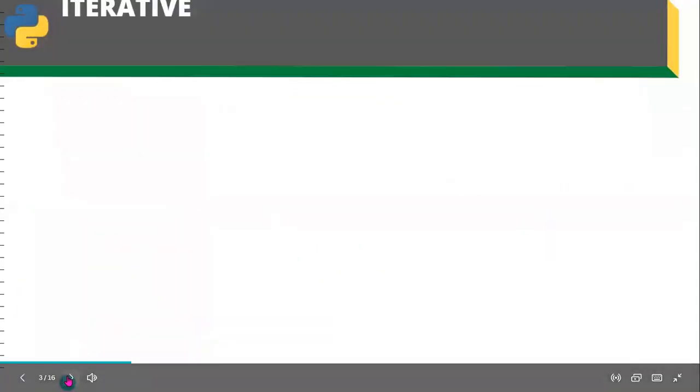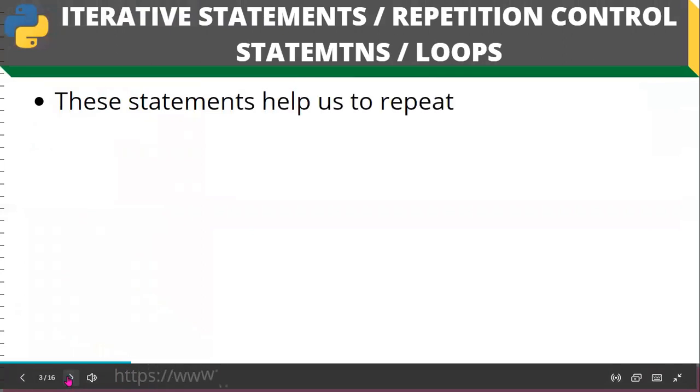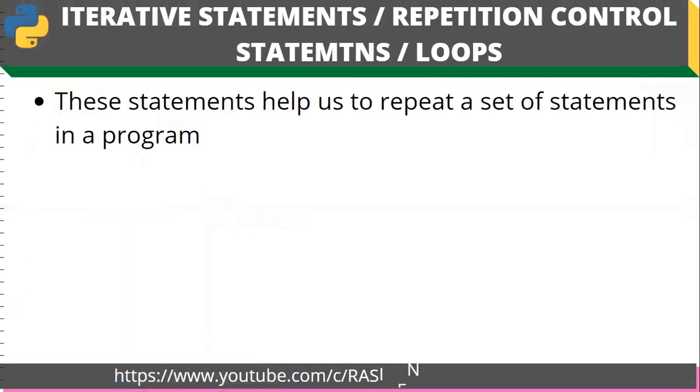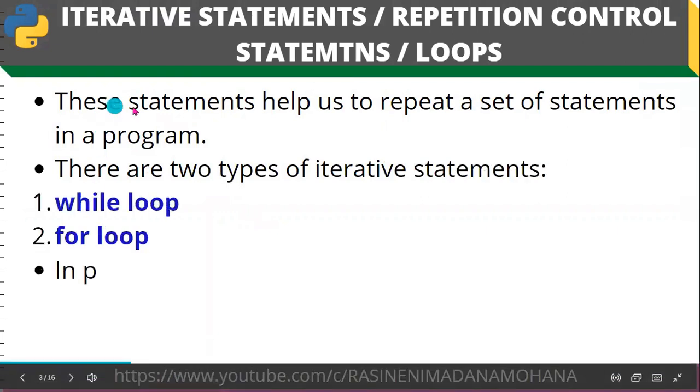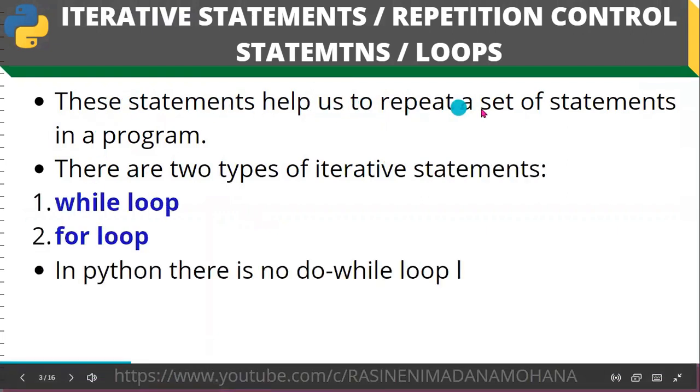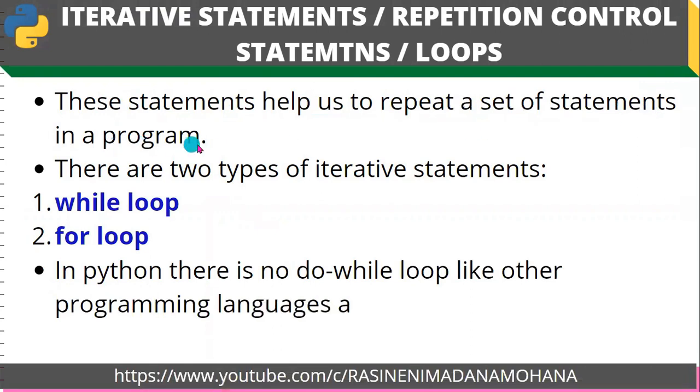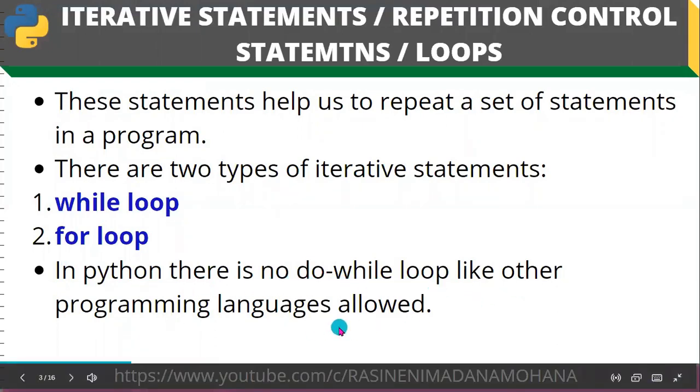Let us move to the introduction. The use of iterative statements, or repetition control statements, or simply loops: these statements help us to repeat a set of statements in a program. There are two types of iterative statements. The first one is called the while loop. The second one is called the for loop. In Python, there is no do while loop like in other programming languages. We only have the while loop.